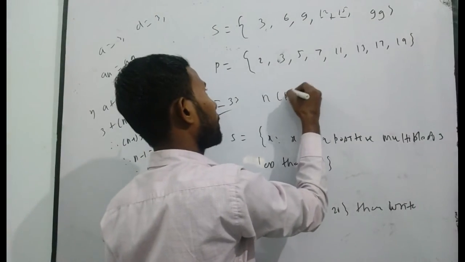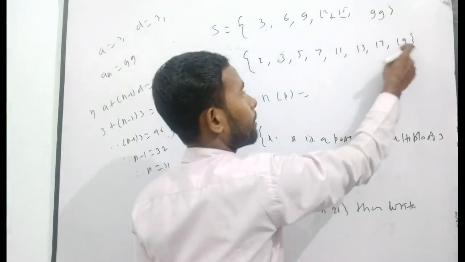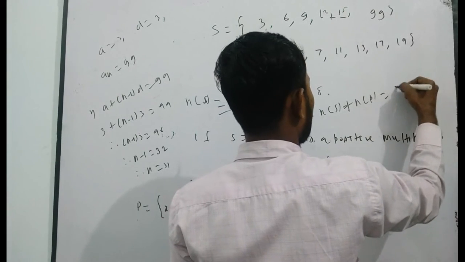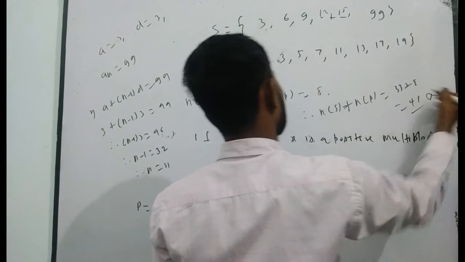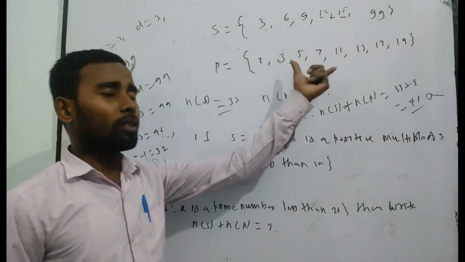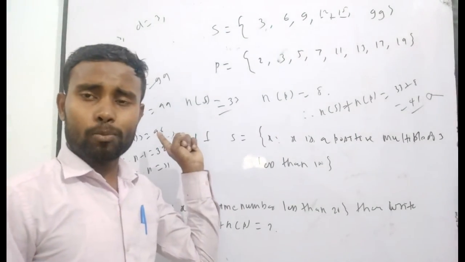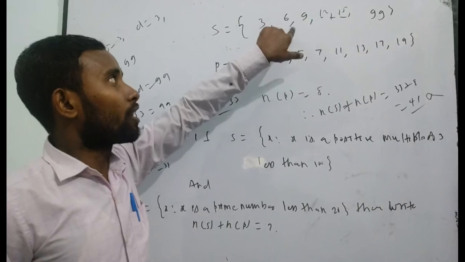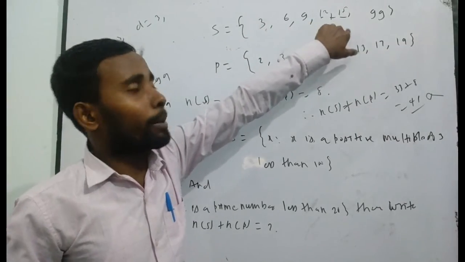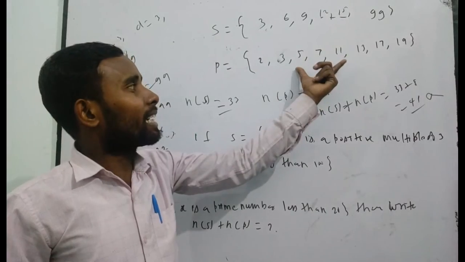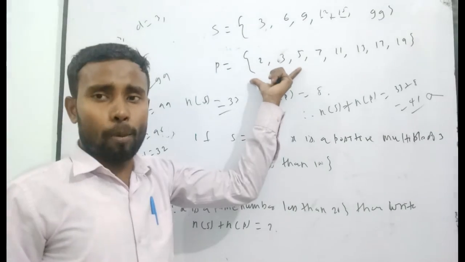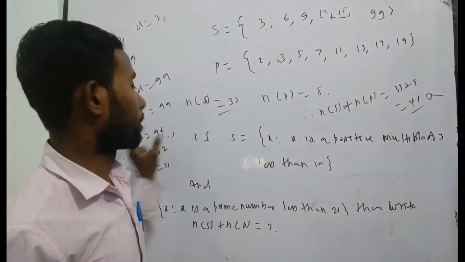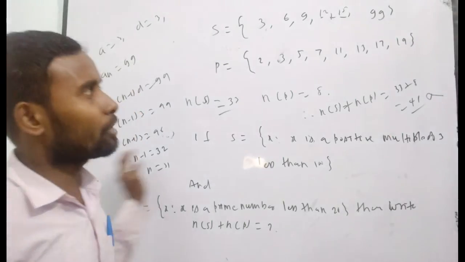You can solve this. And the number of elements in P is equal to 8. So n(S) plus n(P) is equal to 33 plus 8, which is equal to 41. See here, why do we not use the arithmetic progression formula for P? Because the common difference between two terms must always be constant for it to be in AP, but here there is no fixed common difference, so it is not in AP. So I have not used the nth term formula here. Simply you have to count here.